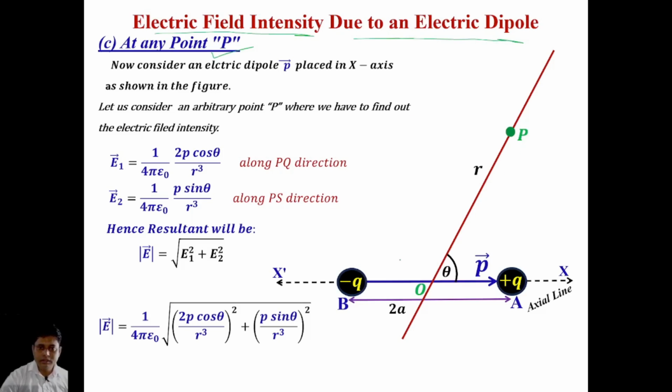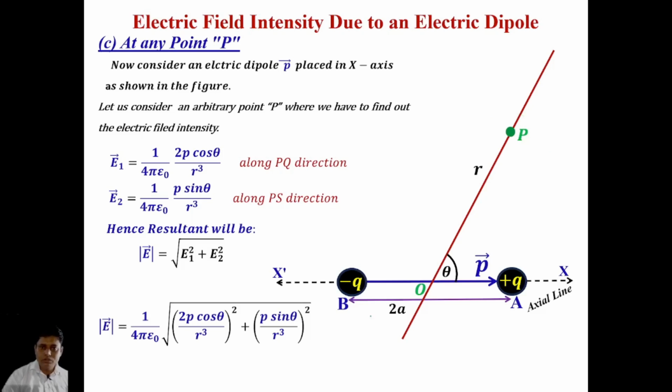In this class we are going to discuss the electric field intensity due to an electric dipole at any point P. This is the electric dipole, that means two opposite charges separated by a distance 2a, and an arbitrary point P, which is at a distance r from the center of the electric dipole. We are going to calculate the electric field intensity at this point.